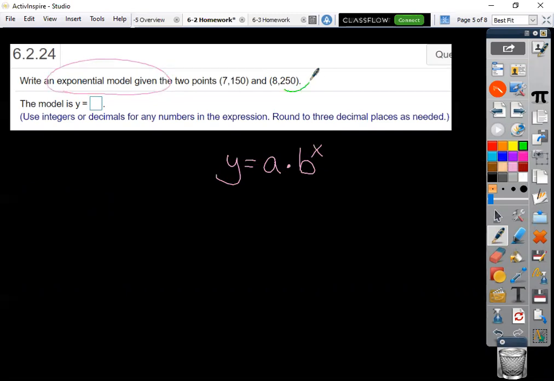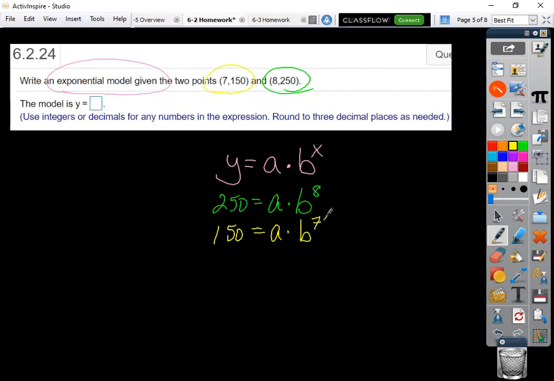Again, I like to start with the higher exponent first. So the y there is the 250. I don't know my starting number. My multiplier, we don't know that, but to the power of the x there is the 8. And then I just take the second one, the lower x or exponent, so the 150, and I put this underneath it. It's just a strategy I've learned that makes it so I don't have to copy the problem as much later on.